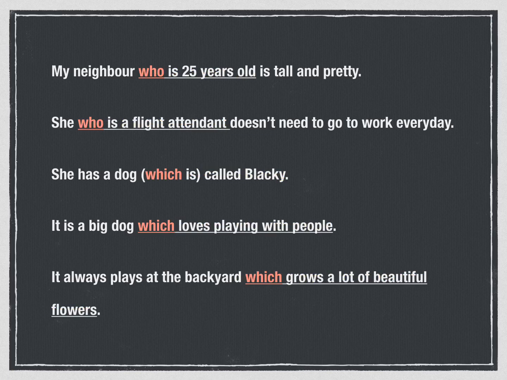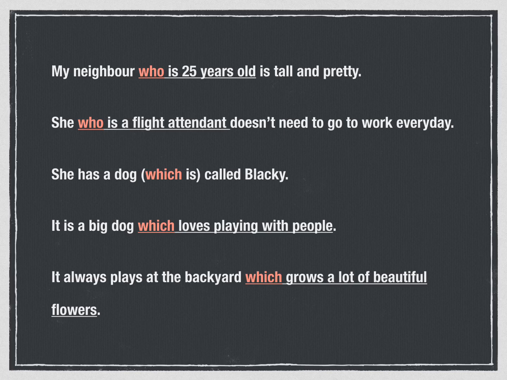So why do we need to add that underlined part to the sentence? Take a look at the first one. If I tell you my neighbor is tall and pretty, it's fine, right? One complete sentence. Then why do I need to add the underlined part, who is 25 years old, to the sentence? Yeah, I know we're combining two sentences together, but take a look at this underlined part. If I present you this underlined part, you will know more information about the neighbor, right? You will know that the neighbor is 25 years old, right?